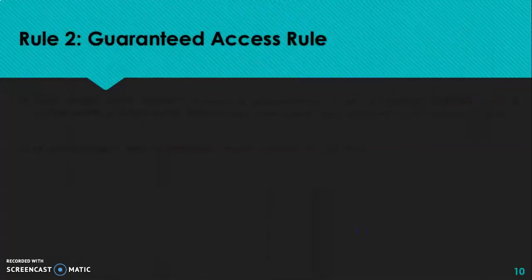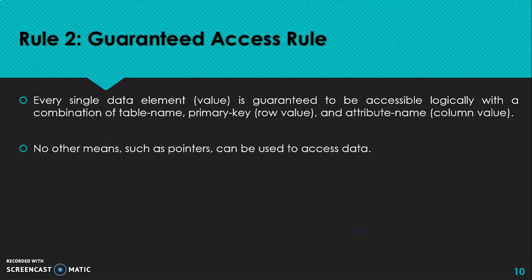Next we have rule number 2, that is the guaranteed access rule. Every single data element, that is a value, is guaranteed to be accessible logically with a combination of table name, a primary key, which is the row value, and an attribute name, that is the column value. No other means such as pointers can be used to access data. So while accessing data in RDBMS, you use a combination of table name, row value and column value.